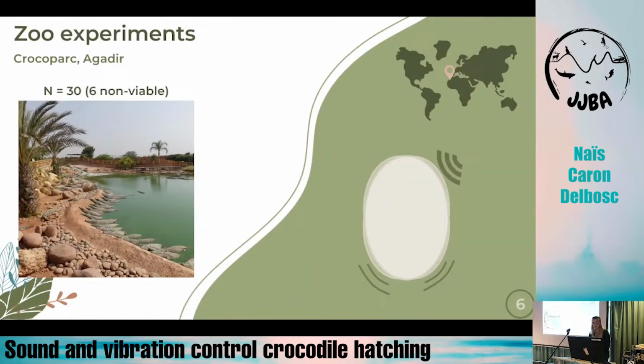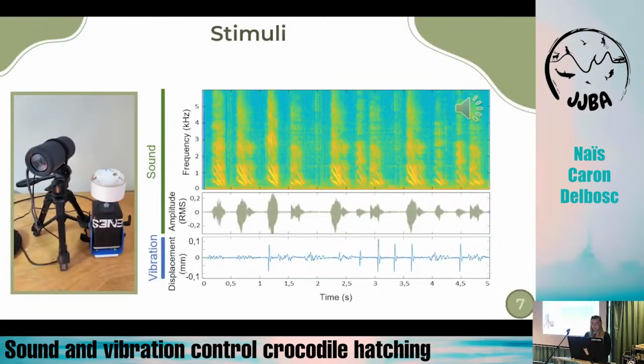So here we tested the effect of airborne sounds and vibration on hatching in mature Nile crocodile eggs at the Croco Park of Agadir. We tested 30 embryos, but 6 were found to be non-viable at the end of the experiment, and so were removed from the sample. As the sound stimulus, we used the hatching call, in sequences of 1 minute with between 2 and 3 calls per second. And this call had been recorded prior to the experiment from mature embryos ready to hatch.